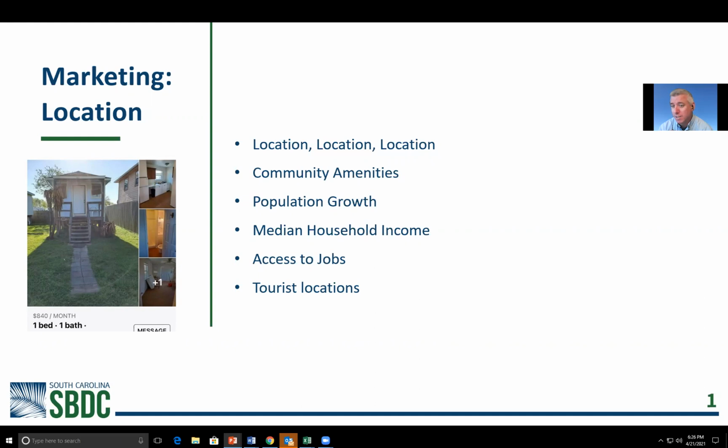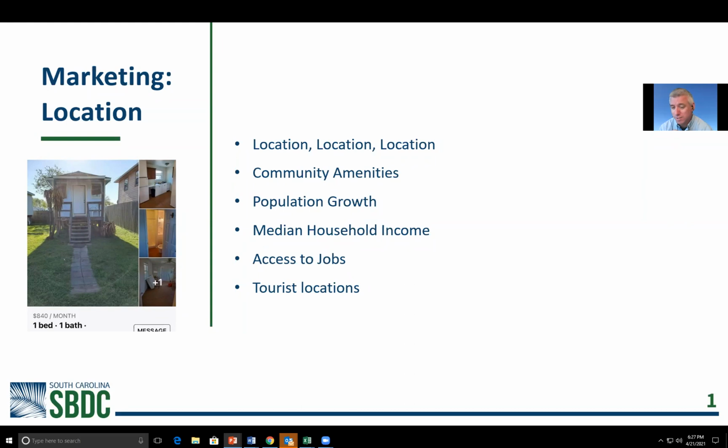But I really say, if you're going to buy something, really consider the location. Look at what amenities are in the area. Look at what type of jobs are there. What's the median household income? Is this neighborhood a growth area or a decline area? What do the other houses look like in the neighborhood? A lot to consider when you're thinking about location of the property. What are the community amenities? What's the population growth?